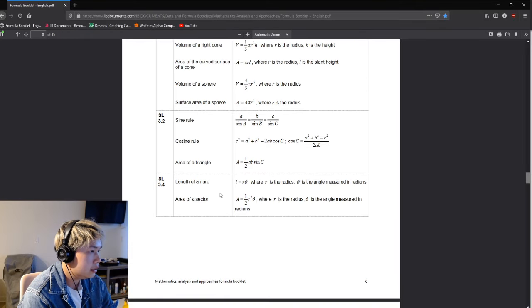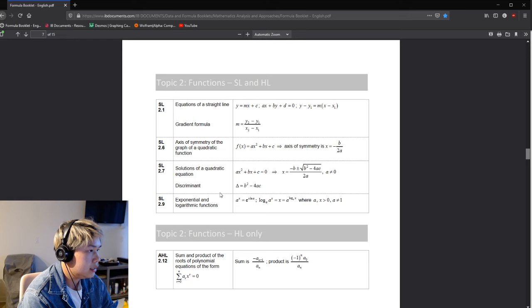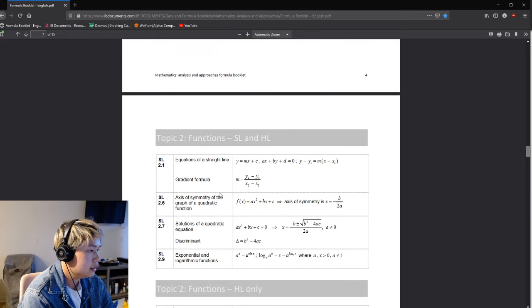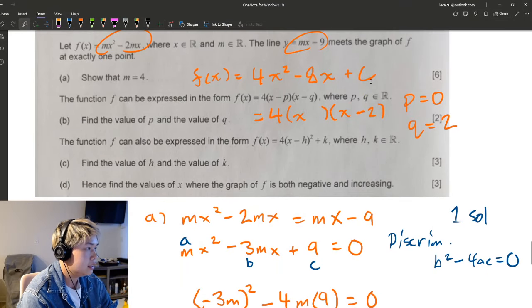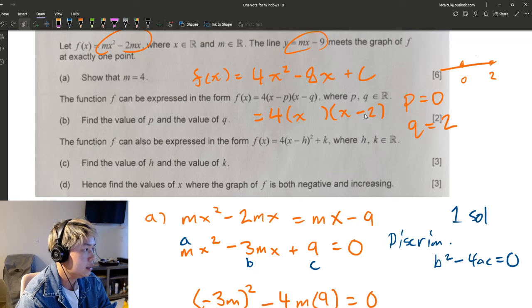So I think that's somewhere in topic 2, right? Right here. The axis of symmetry is this. So you just plug in those values. You could have also realized that you have an x-intercept at 0 and you have an x-intercept at 2. And then the axis of symmetry has to be between the two x-intercepts. So the axis of symmetry is at 1. So far, I know that h is 1.